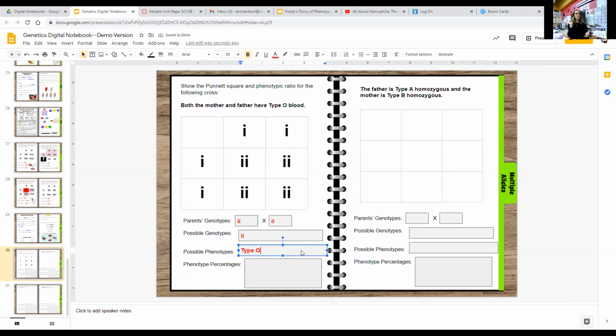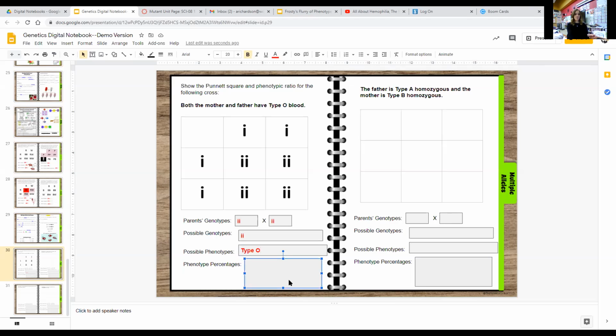Now type O blood is nice because they can donate to everybody, but they can only receive blood from a type O. If you're type O negative, you're what's called a universal donor, which means you can donate to everybody, but you can only receive type O negative blood. Type AB is lucky because they can receive A blood, B blood, O blood. So they're the universal receiver. They can get from everybody. But type O can only receive type O blood.